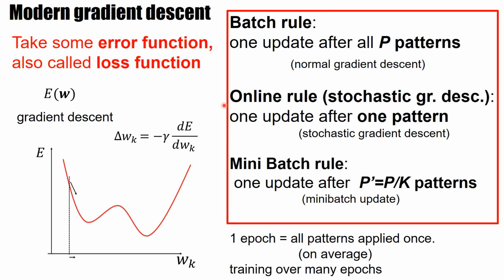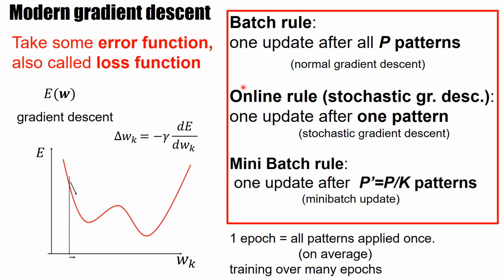So gradient descent works not just on the quadratic error function, but on arbitrary error functions, on arbitrary loss functions. Whenever we want to minimize something with respect to the parameters, we can use gradient descent. If we calculate the gradient, we will arrive at a batch rule, which means one update after all p patterns. However, often we update after a single pattern, which is the online rule or stochastic gradient descent.